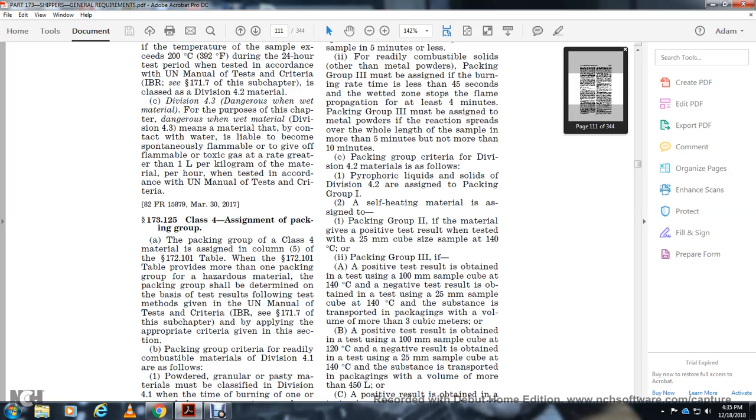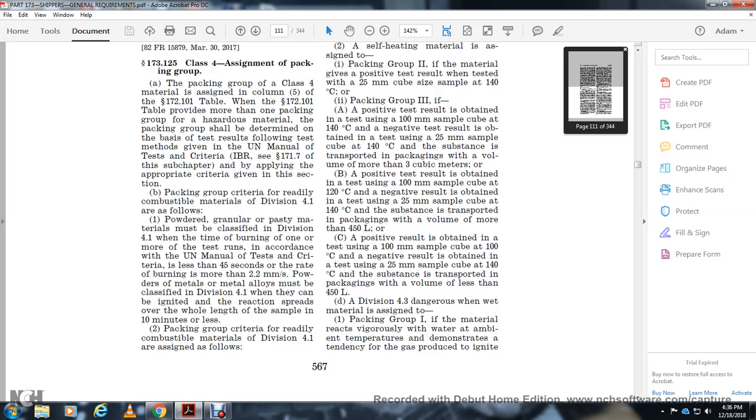and a negative result is obtained with the 25 millimeter sample cube at 140 degrees Celsius, for a substance transported in packaging with a volume of more than 3 cubic meters. If the test is conducted with the 100 millimeter sample cube at 120 degrees Celsius and the result is negative, with a negative result also obtained with the 25 millimeter sample cube at 140 degrees Celsius, for substances transported in packaging with a volume of more than 450 liters. A positive result with the 100 millimeter sample cube at 100 degrees Celsius and a negative result with the 25 millimeter sample cube at 140 degrees Celsius applies to substances transported in packaging with a volume of less than 450 liters.